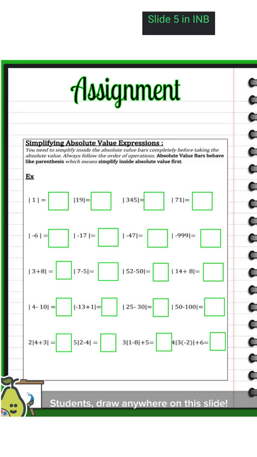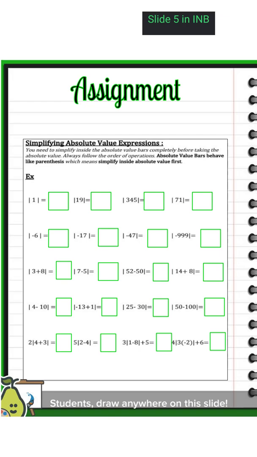It says simplifying absolute value expressions. It says you need to simplify inside the absolute value bars completely before taking the absolute value. Always follow the order of operations. Keeping in mind that in your order of operations, parentheses come first, the absolute value bars behave like parentheses, which means you need to simplify inside the absolute value first.